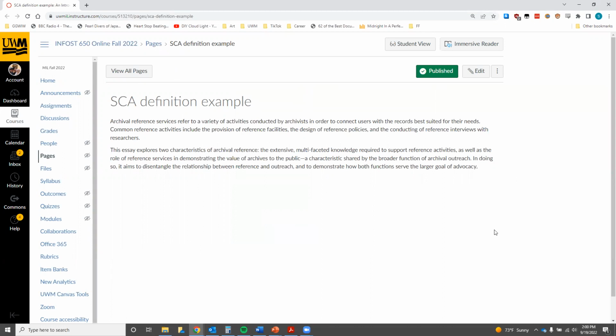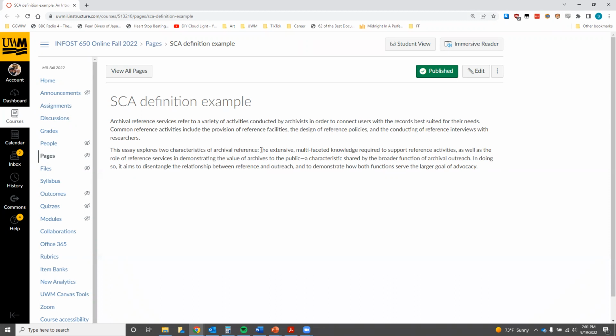Okay, so this is the definition that the student submitted. They talk generally about archival reference services, which is fine. You don't necessarily need to do that, but maybe a 2-sentence overview, just to put things in context, is a good addition. And then they're very clear about the 2 characteristics of archival reference that they will be discussing, and that's a very important thing to do.